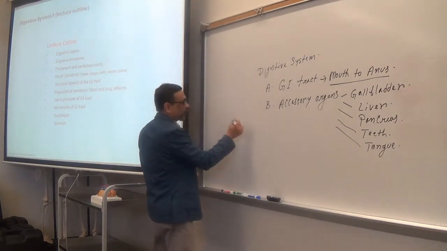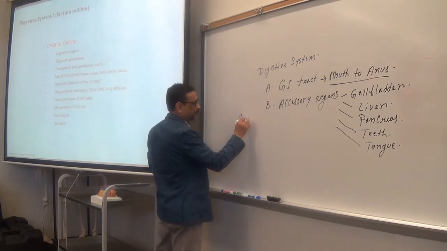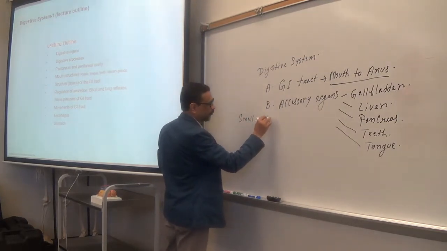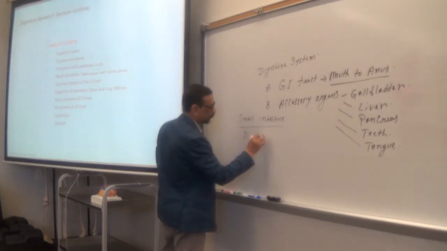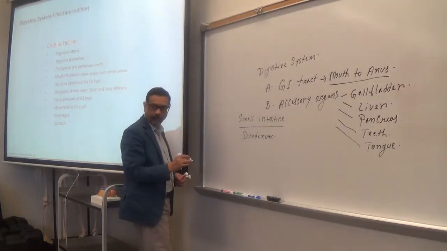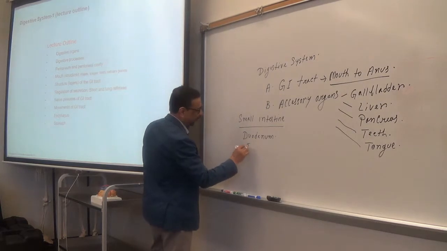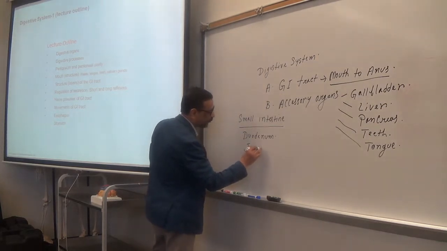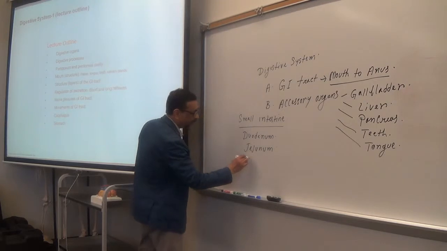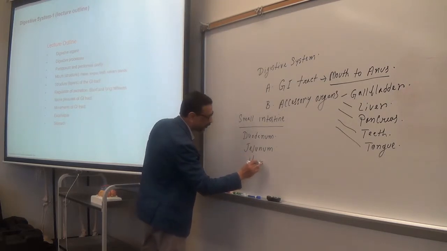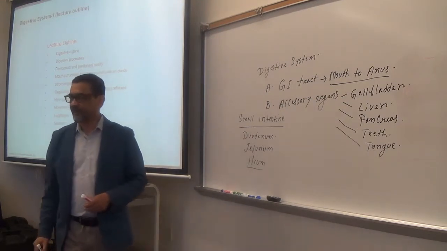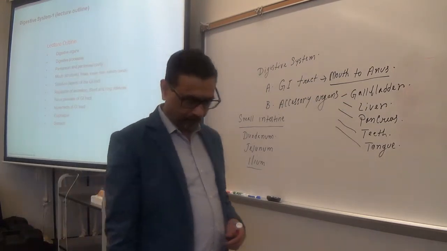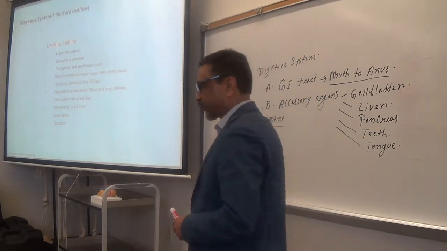Now, the small intestine has 3 parts: the duodenum is the first and shortest part. Then the jejunum is the second part, and the ileum is the third or last part of the small intestine. You said the duodenum is the smallest? Smallest, very short.